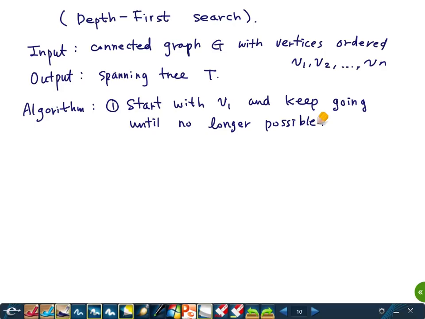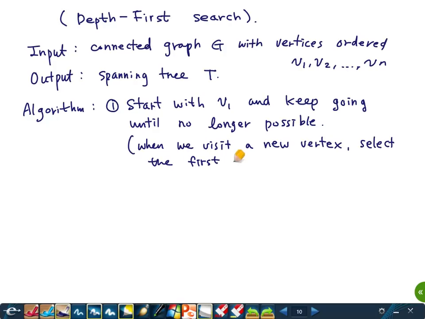So here, when we visit a new vertex, select the first one in the ordering. So for instance, if A, B, C, D, E are in order, and A has neighbors like C and F and G, then visit C first.